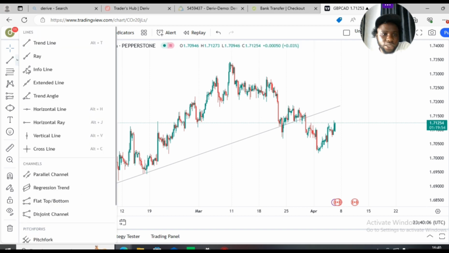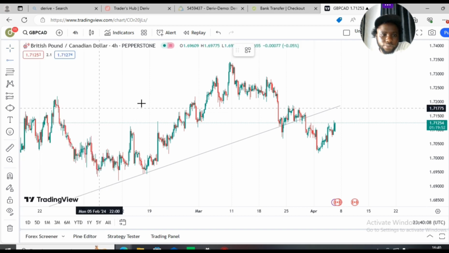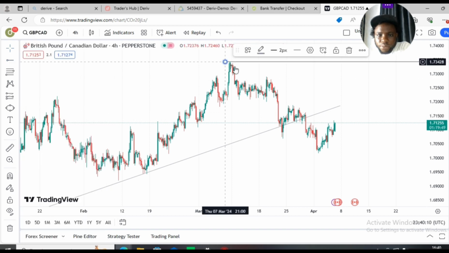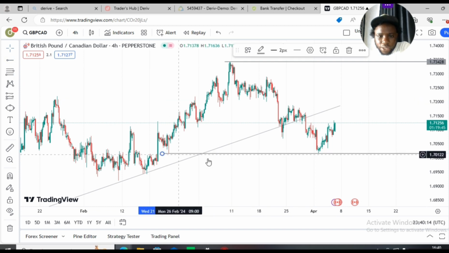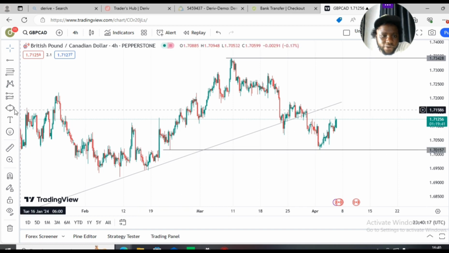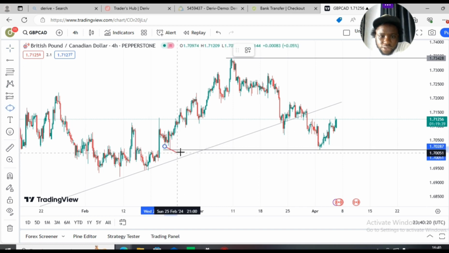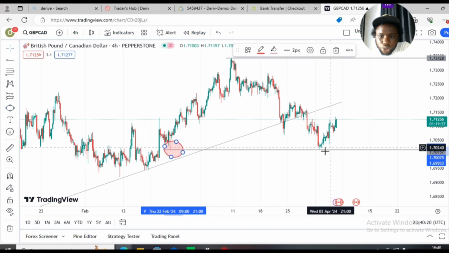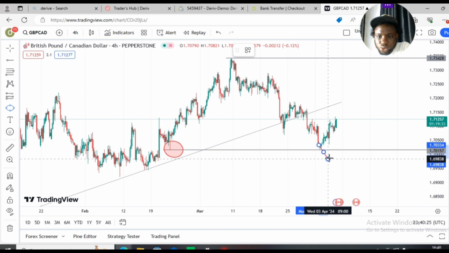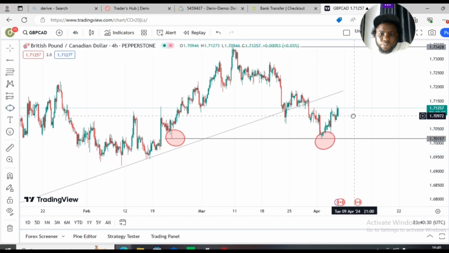Now let me just do this, guys. So pick our stuff here, and this is our one level here, and this is another minor support for us. You can see price came to this support area here, where price pushed up. You can see price also reacted when it came to this support area here. So we had a buy to the upside. This is on the 4-hour time frame.